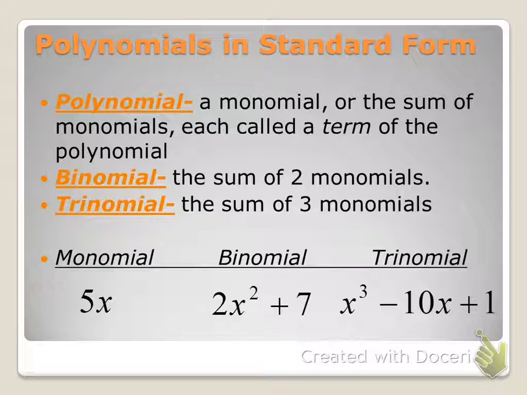Now, there are two special polynomials you have to know. The first one is called a binomial, which is the sum of two monomials, like 2x squared plus 7, down at the bottom right there. The second one is called a trinomial, the sum of three monomials, like x cubed minus 10x plus 1.